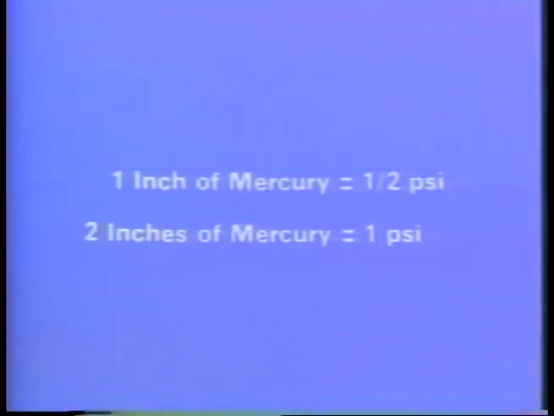You might want to remember that 1 inch of mercury equals about 1/2 a psi, and 2 inches equals about 1 psi. This will help you to make a rough conversion from inches of mercury to pounds per square inch.